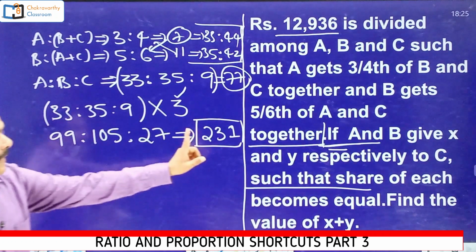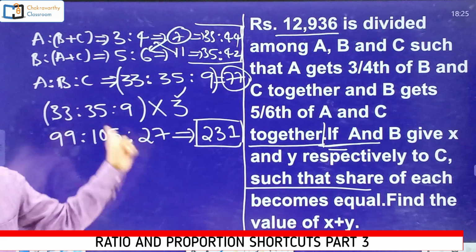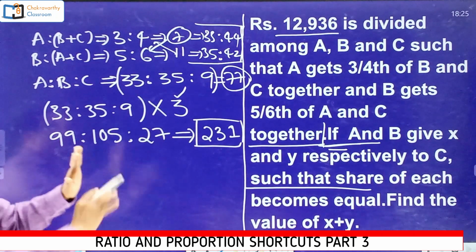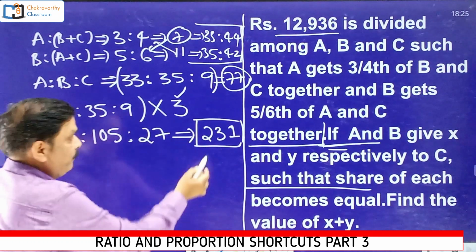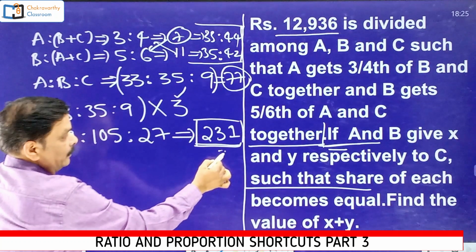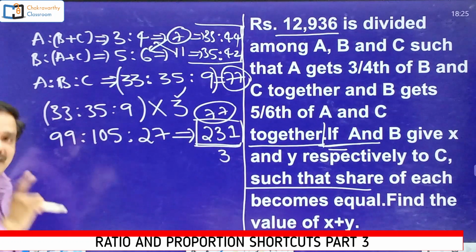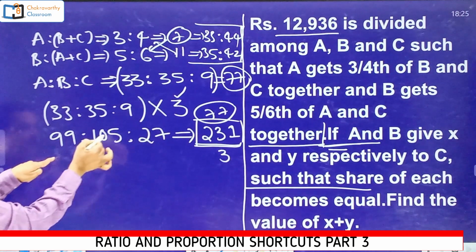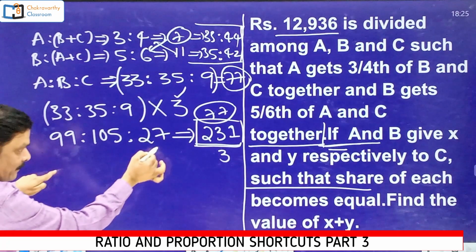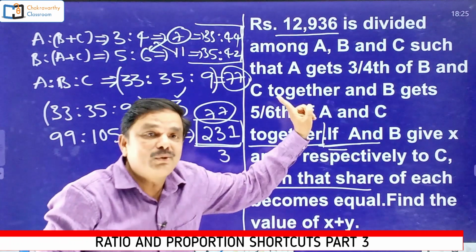What is this one? A gives X rupees to C and B gives Y rupees to C, so that all the 3 must get the same amount. Now if you divide this 231 by 3, you will get 77. That means finally A's share should be 77, B's should be 77 and even C's should be 77. I need to do it according to this one.